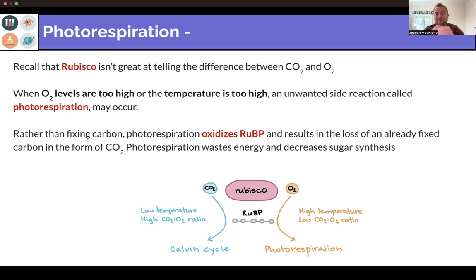This does the opposite. It's going to actually cause RuBP to break up into a 3-carbon molecule, which you want, and then a 2-carbon molecule, and basically slowly oxidize that RuBP, which is not good.